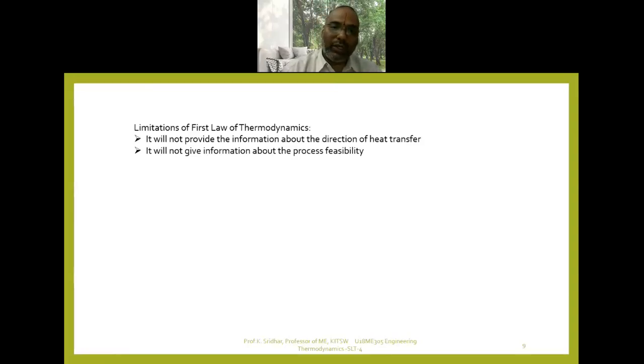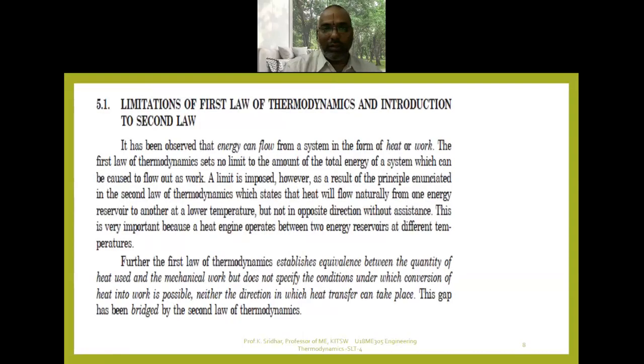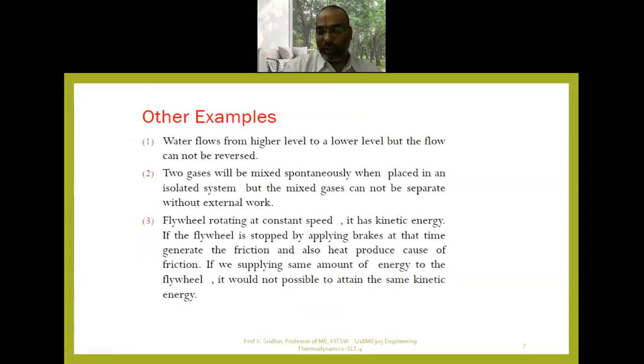We can witness that heat transfer takes place from the higher temperature body to the lower temperature body. That is automatically taking place. Heat transfer always takes place from the higher temperature body to the lower temperature body. But if you want to transfer heat from the lower temperature body to the higher temperature body, we always have to provide some amount of work input. Without any work input, heat cannot travel on its own from a lower temperature body to a higher temperature body. That is one of the limitations of the first law of thermodynamics.